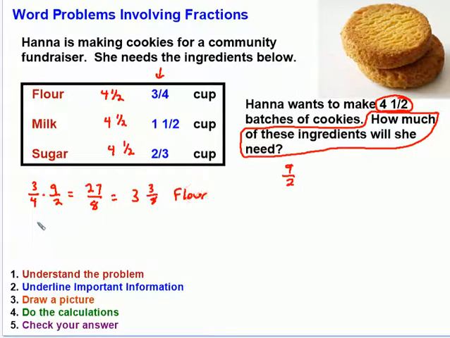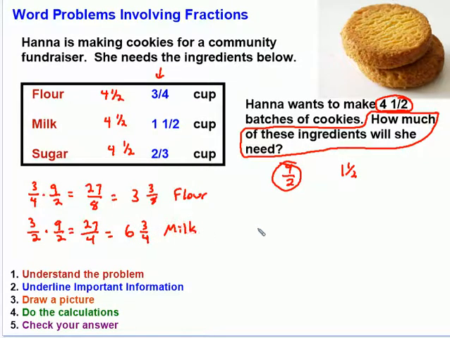And for milk, we'll take 1½ so we'll convert that also to an improper fraction. And that would be 1 1/2. 1 times 2 is 2, plus 1 is 3. That's 3/2. 3/2 times 4½, which again was 9/2. And we'll multiply and we'll get 27/4. And this time 4 goes into 27. Well, 4 goes into 24 6 times, leaving 3 left over. So that's 6 3/4. That's the amount of milk.